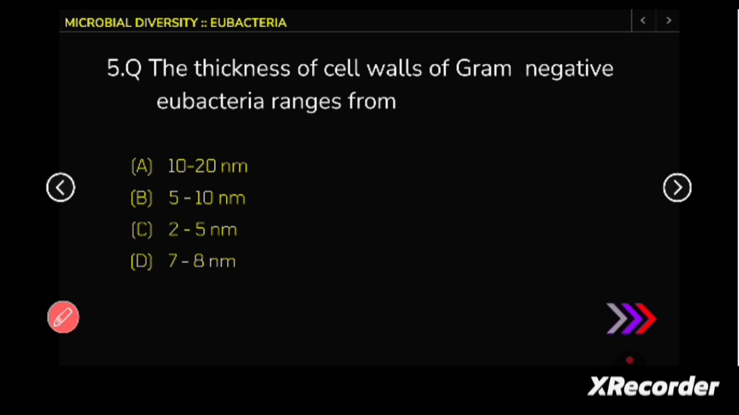Question number 5. The thickness of cell walls of gram negative Eubacteria ranges from A. 10 to 20 nanometer, B. 5 to 10 nanometer, C. 2 to 5 nanometer, D. 7 to 8 nanometer. Answer is D.